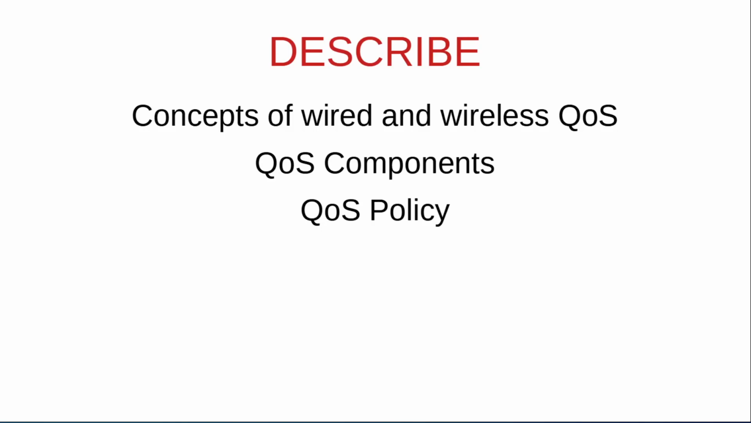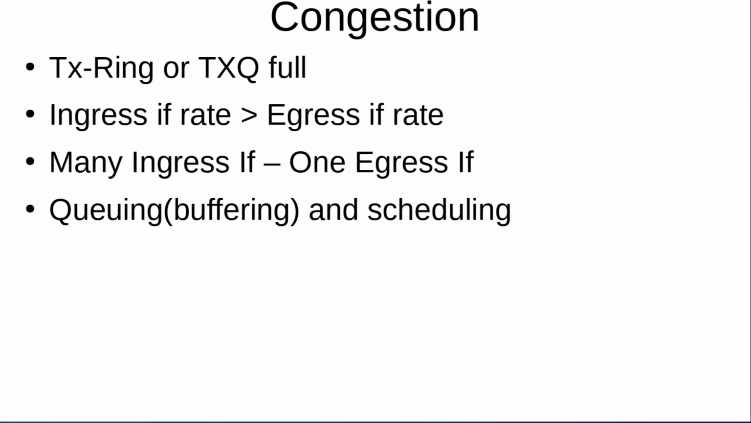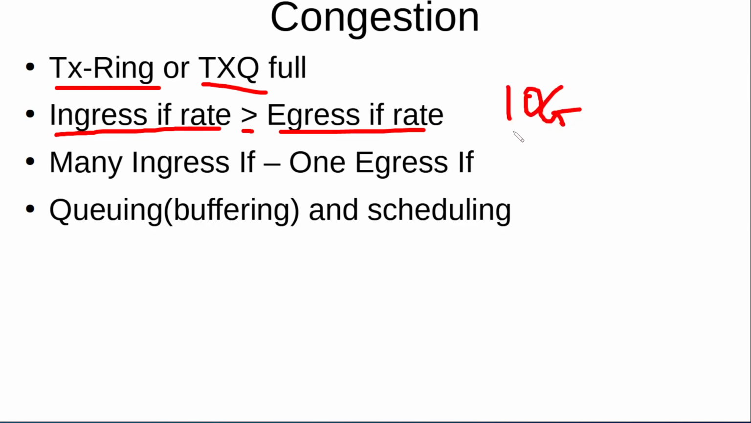Okay, let's talk about congestion. Congestion can happen when the queue that exists in an interface becomes full. That is known as the TX queue or TX ring. And that can happen, for instance, if your ingress interface rate is greater than your egress interface rate. So for instance, if you have a 10 gigabit interface rate that is transmitting traffic and your egress interface is only 1 gigabit, you will have congestion there.